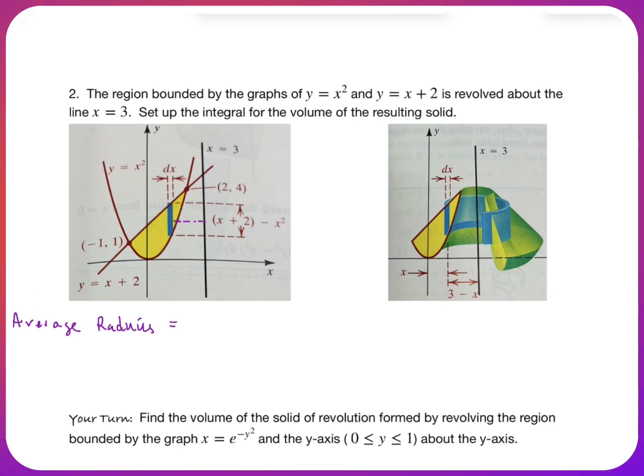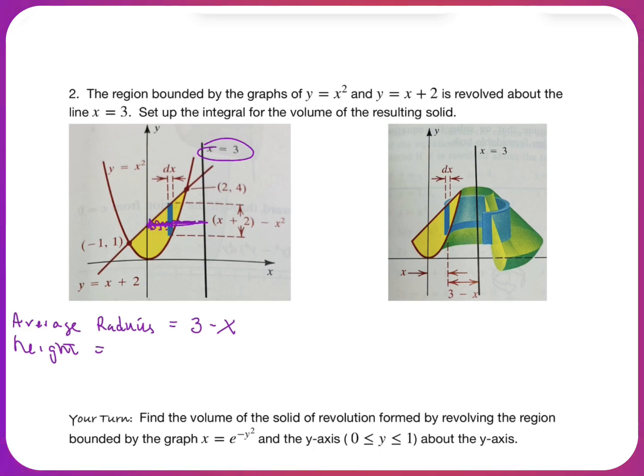But since I'm revolving around x equals 3 here, this, what I just drew in the purple, is our average radius. And so 3 is that full distance, and I need to subtract off until I hit that graph. So this full distance, and then subtracting the part off, this part here, until I hit the curve. And that curve I'm going to hit happens to be the parabola. So my average radius is going to be 3 minus x. So I'm going to subtract the x distance, whatever my x value is, to hit the parabola.